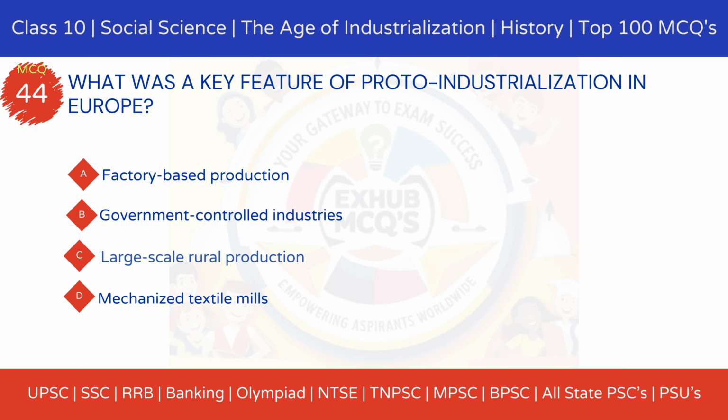MCQ 44. What was a key feature of proto-industrialization in Europe? Option A, factory-based production. Option B, government-controlled industries. Option C, large-scale rural production. Option D, mechanized textile mills.